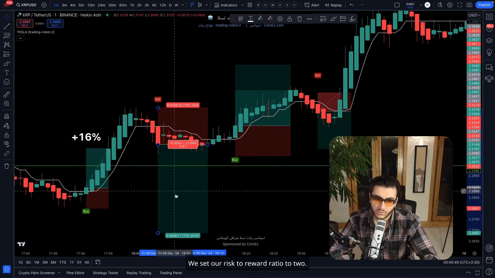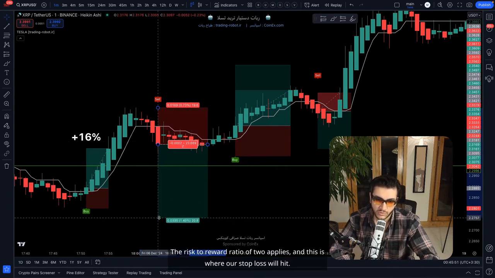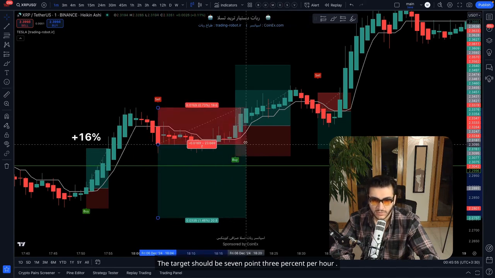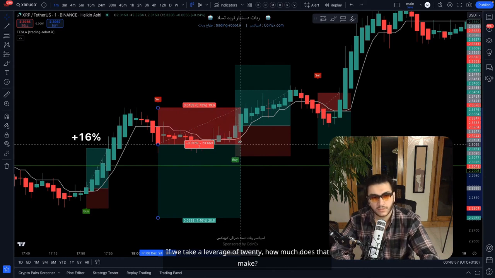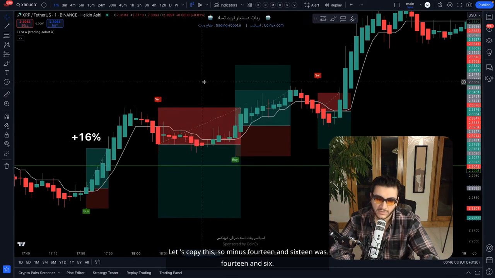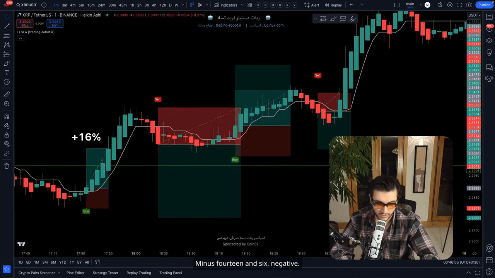We set our risk to reward ratio to 2, and this is where our stop loss will hit. The target should be 7.3% per hour. If we take a leverage of 20, how much does that make? 7.3 times 20 is 146, negative. Let's copy this. So minus 146 was 14.6. Minus 14.6, negative.